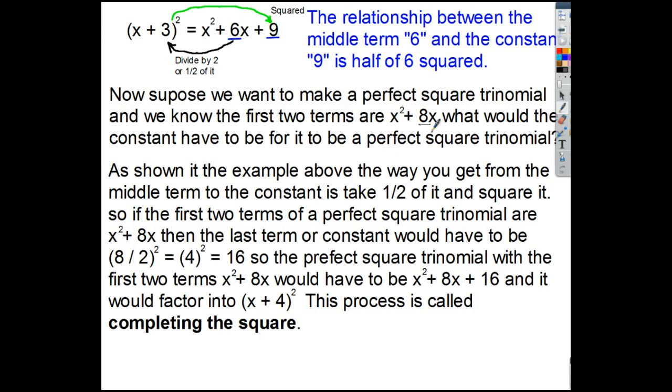So if the first two terms of a perfect square trinomial are x squared plus 8x, then the last term, or the constant, would have to be half of it, so I put it over 2, which 8 over 2 is 4, and square it. This would have to be 16. So the perfect square trinomial, with the first two terms being x squared plus 8x, would have to be x squared plus 8x plus 16. This is what we call completing the square. Okay? And the binomial that you square to get it would be x plus 4 squared. All right, that's the completing the square process.